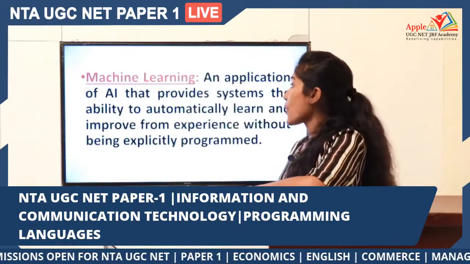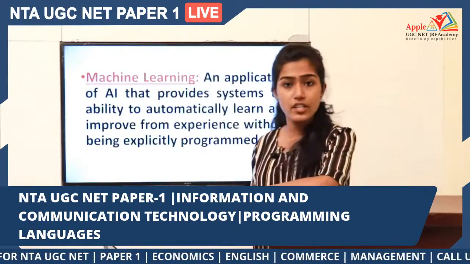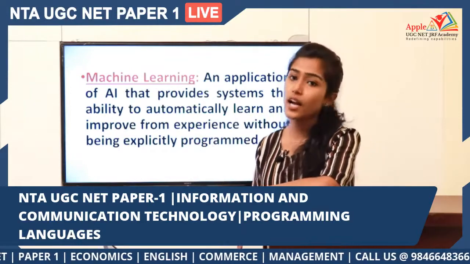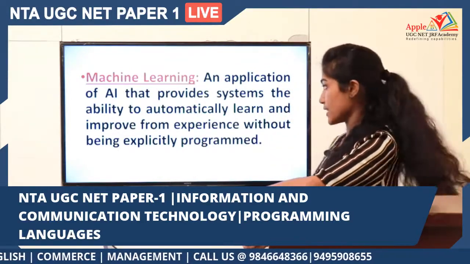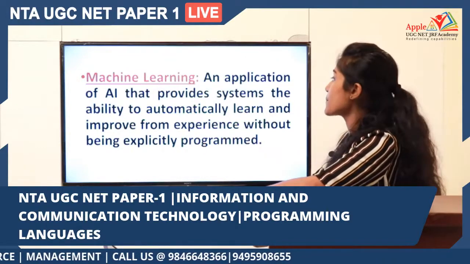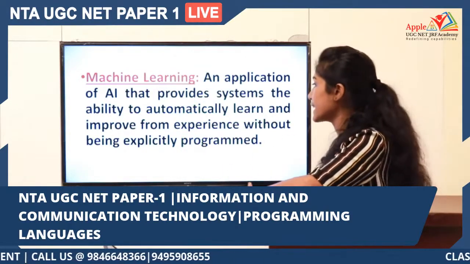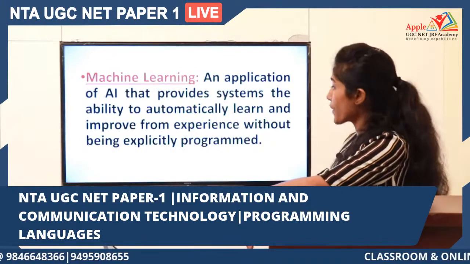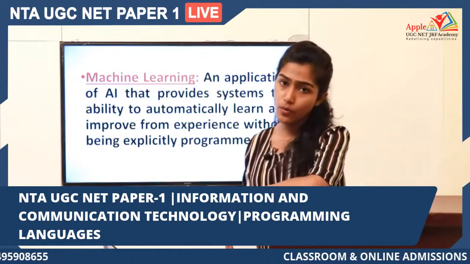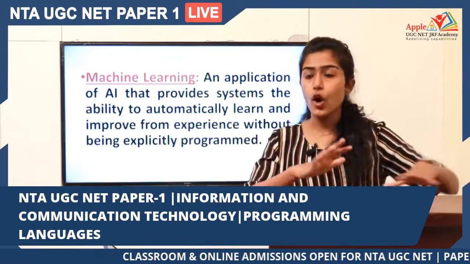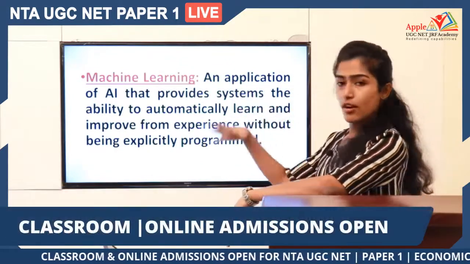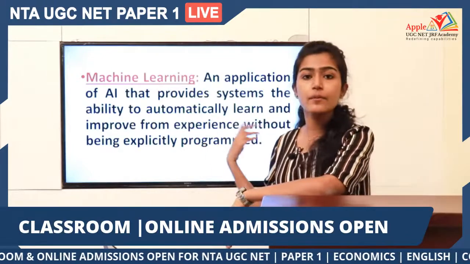What was the third option? That is machine learning. What is machine learning? That is also associated with artificial intelligence. An application of AI, that is artificial intelligence, that provides systems the ability to automatically learn and improve from experience without being explicitly programmed. That means the machine itself is capable of learning from its own experiences. It will learn and improve from the experience.